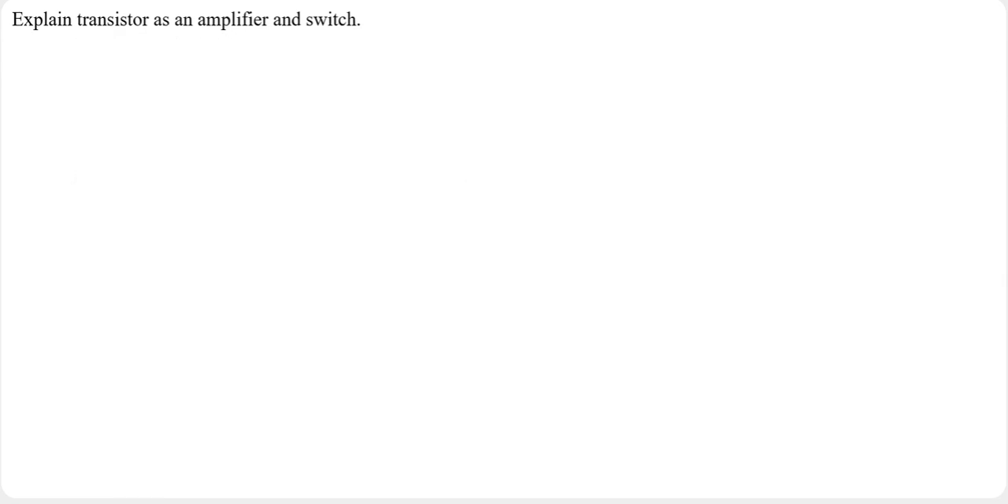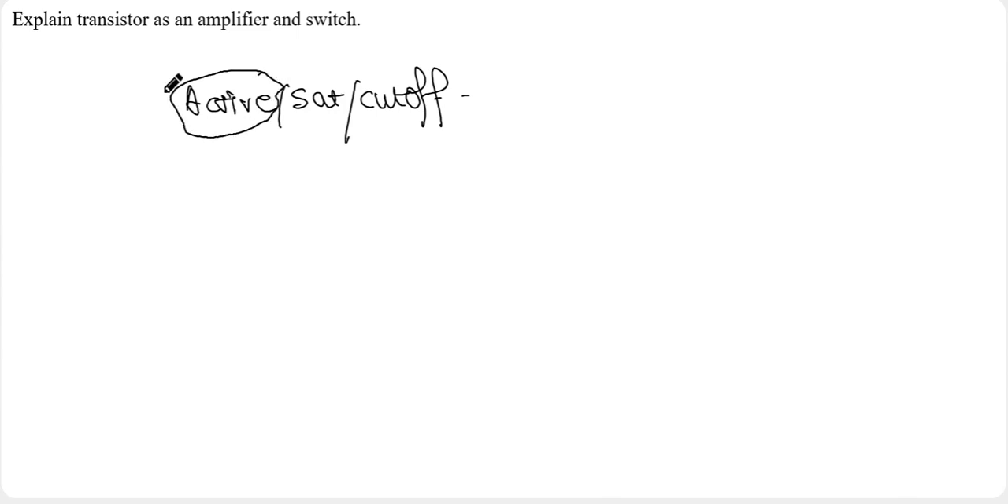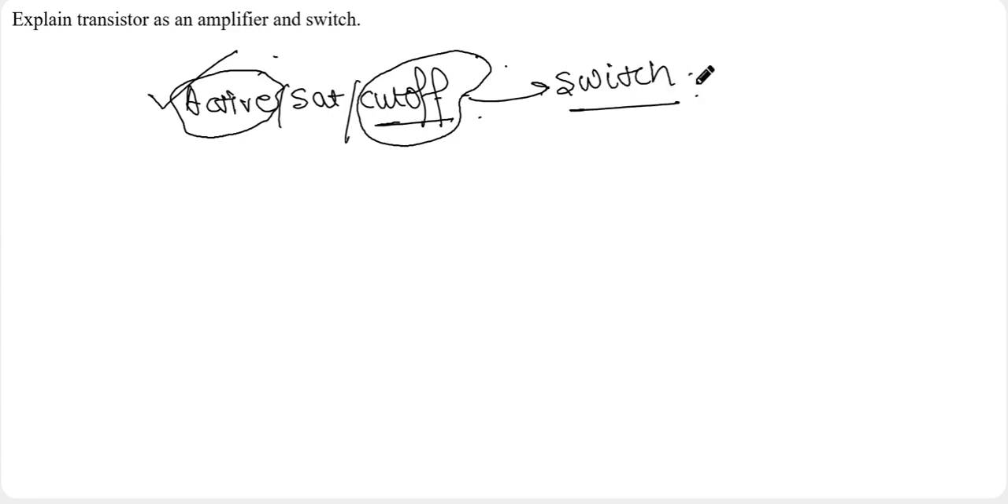In the working of a transistor as a switch, as I have discussed earlier, there are basically three modes of operation, which are active, saturation, and cutoff. The operation of a transistor as an amplifier is in the active mode. But if we want to use the transistor as a switch, we need to use the cutoff mode of operation.